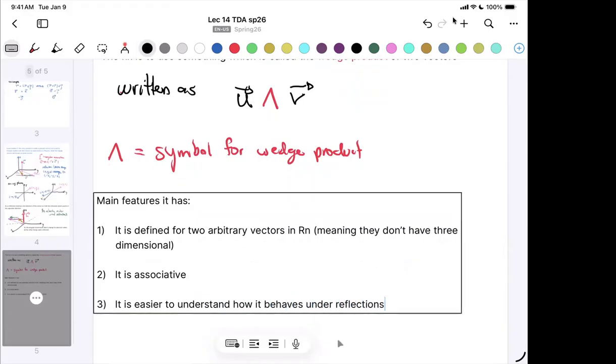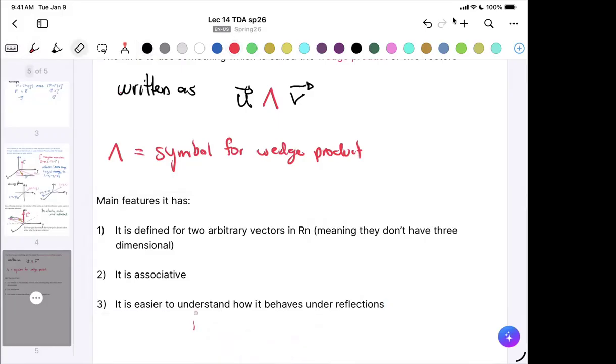So associative, as I was saying earlier, just means that if you have three vectors, U wedge V wedge W, if you take the wedge product of three vectors, the parentheses won't make a difference in this case. It doesn't matter where you place the parentheses. You can place them in the first two factors or in the last two factors.